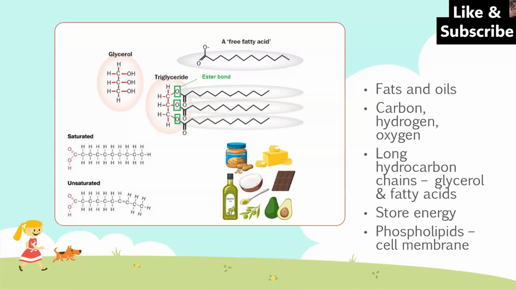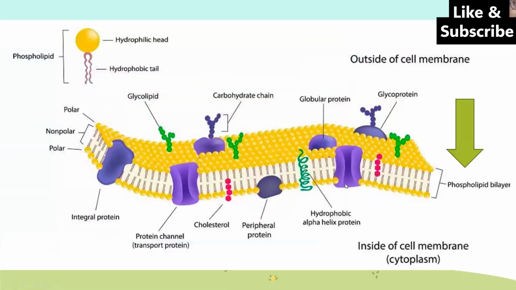Now, lipids, their function is to store energy, so basically long-term energy. And then you also have phospholipids, which make up your cell membrane. So if you take a look here, a phospholipid has a phosphate head and then the lipid tail, and it forms a bilayer. Okay, and we'll cover that in another video, the cell membrane.